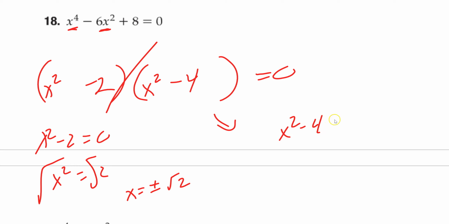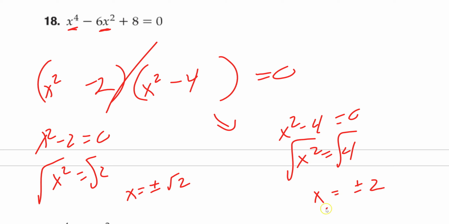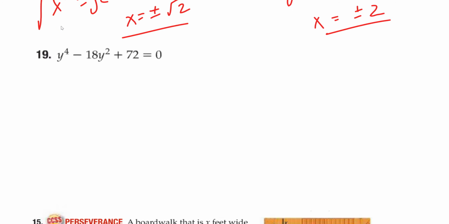X squared minus 4 equals 0. X squared equals 4. X equals plus and minus 2. Again, notice 4 answers: 1, 2, 3, 4. X to the 4th, it has to work out that way.